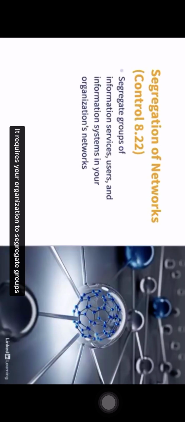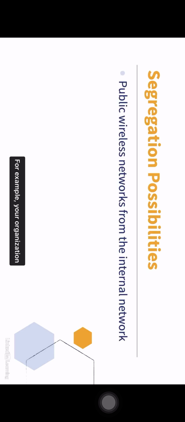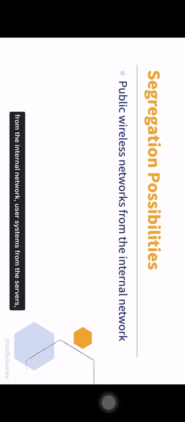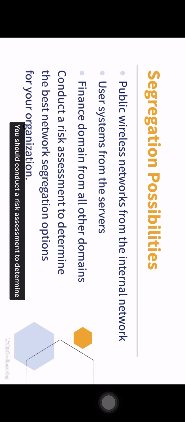It requires your organization to segregate groups of information services, users, and information systems in your organization's networks. The idea here is to divide your larger network using security boundaries to control traffic between the groups based on business needs. Divide large networks into separate domains based on levels of trust, criticality, and sensitivity. For example, your organization can segregate public wireless networks from the internal network, user systems from the servers, and the finance domain from all other domains. You should conduct a risk assessment to determine the best network segregation options for your organization.